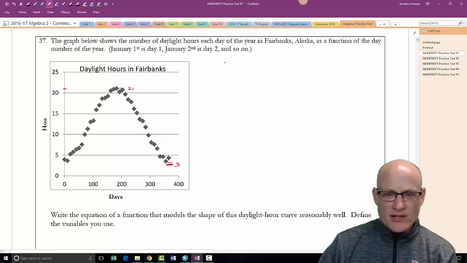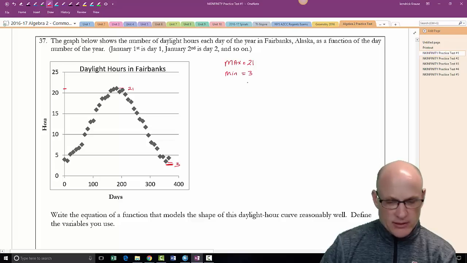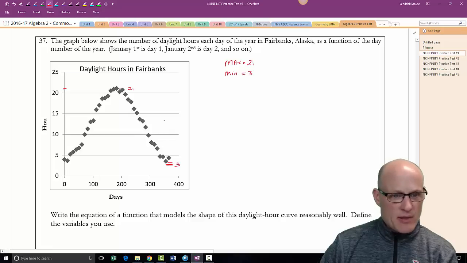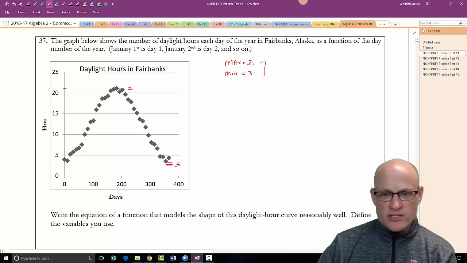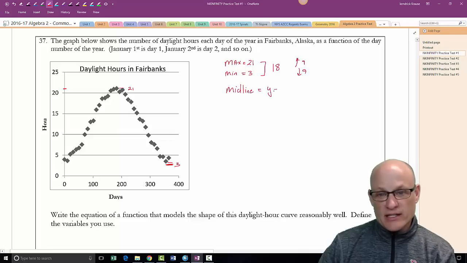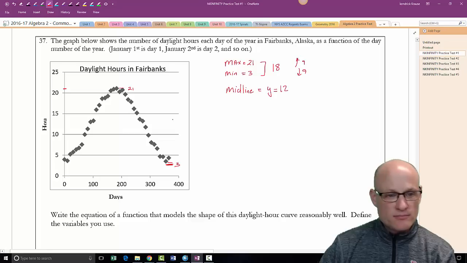All right, so my max is 21. My min is equal to 3. And then, again, remember the most important thing is the midline. So the difference between these two is 18. So that means we're going to go from the midline up 9 and from the midline down 9. So if I go up 9 from 3, I go to 12. So my midline is y equals 12.